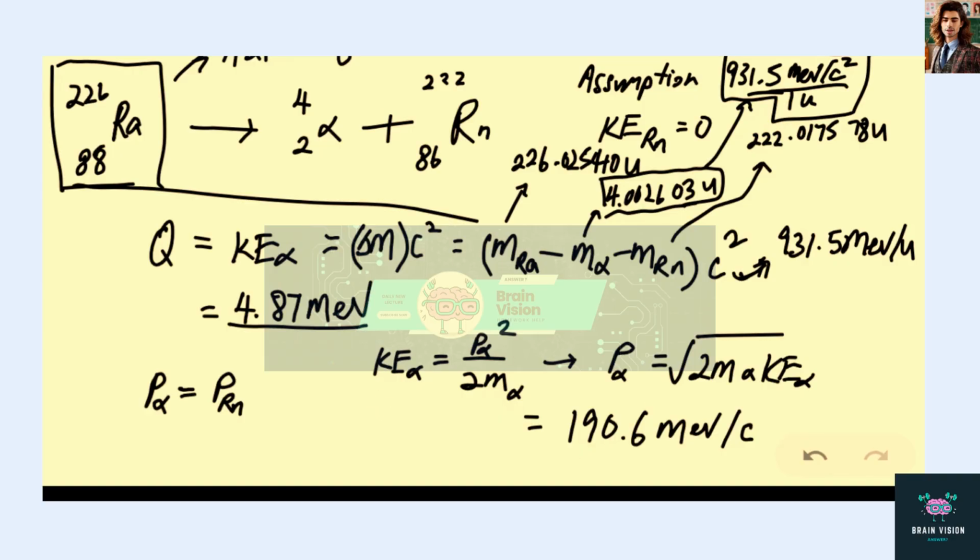Because of the conservation of momentum, the momentum of our daughter nuclide must be the same as the momentum of the alpha particle, and so the momentum of radon is also 190.6 MeV per c.